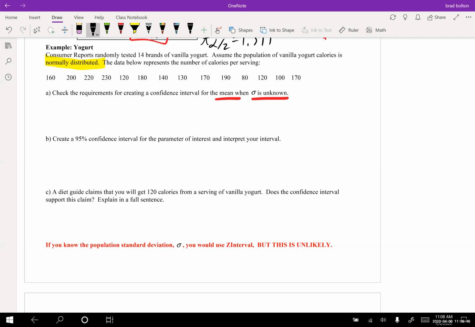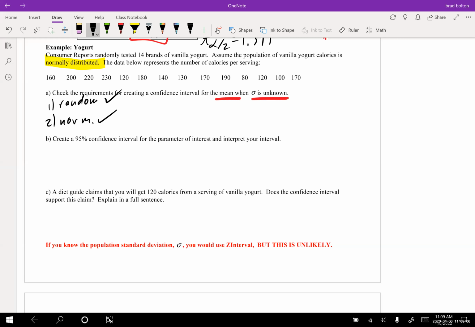So we know that it is random and it's normal. So 1, random, check, and 2, it's normally distributed or n is greater than 30. Well, they already told us it's normally distributed, so we're good, check, check. It says create a 95% confidence interval for the parameter of interest and interpret your interval.